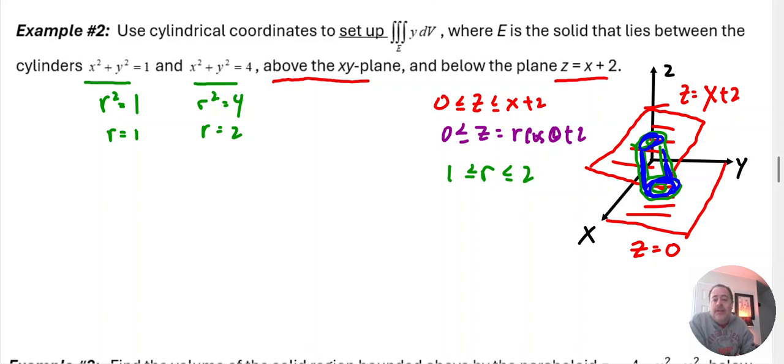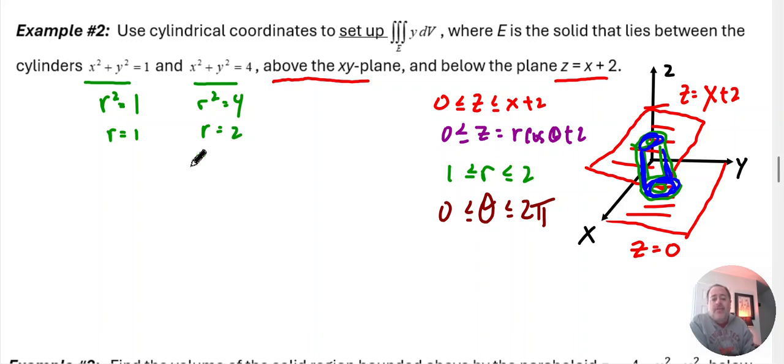And then our last thing that we need to put together here is what's going on with theta, right? Well, it's the entire cylinder. It's going around the entire region, the entire xy plane. So therefore, in this case, our theta is going to be between 0 and 2 pi.